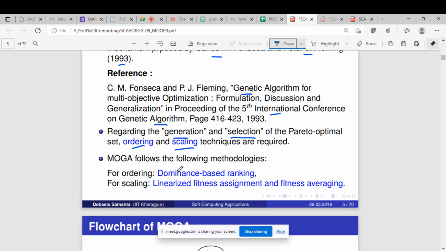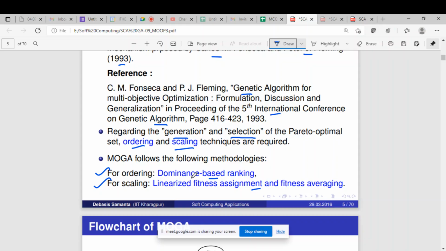So basically, the innovative thing about this algorithm is how it selects the individuals for the mating pool and how it generates the new population. For that, it does something called ordering and scaling. For ordering, it uses a technique called dominance-based ranking, and for scaling, it uses a technique called linearized fitness assignment and fitness averaging.